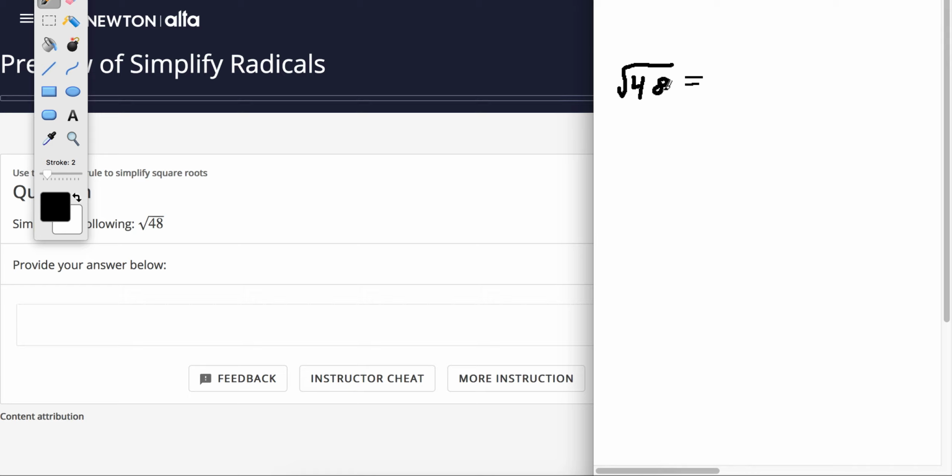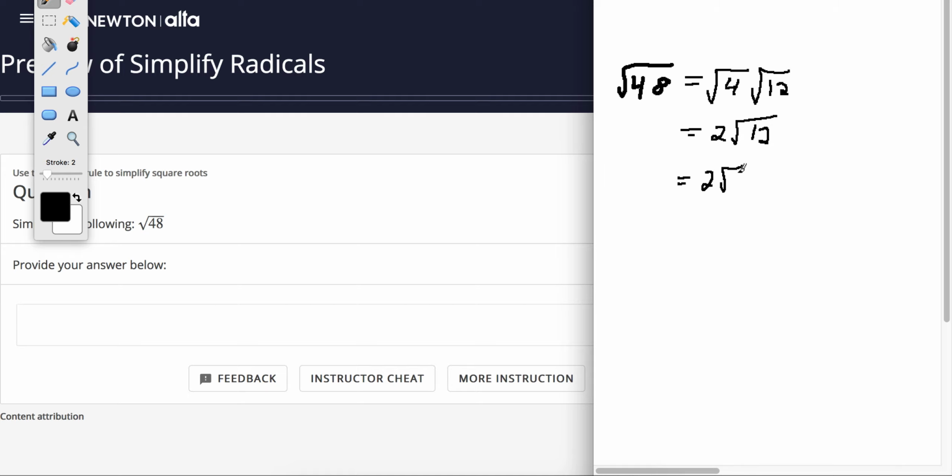I know 4 can go into 48, so let's just start with that and see if we can simplify any more. What do we got? 12, right? Because 4 times 12 makes 48. So that's simplified because the square root of 4 is just 2. Then we check the radical to see if there's anything else. I can take another 4 out of this radical.